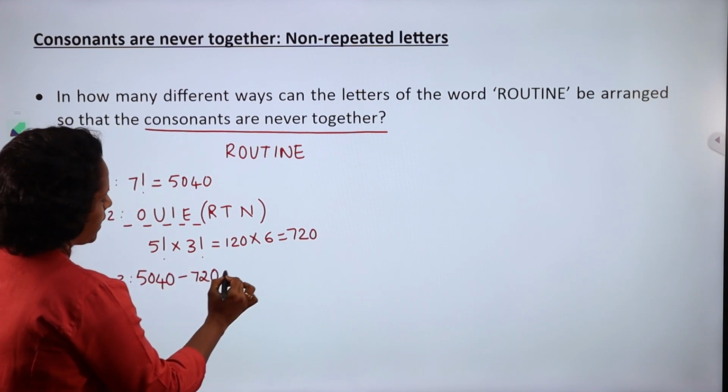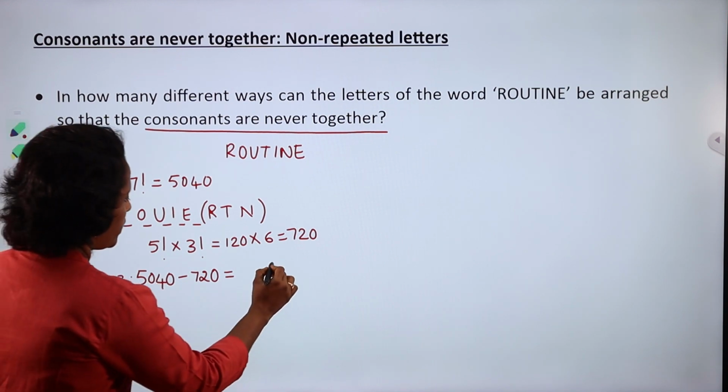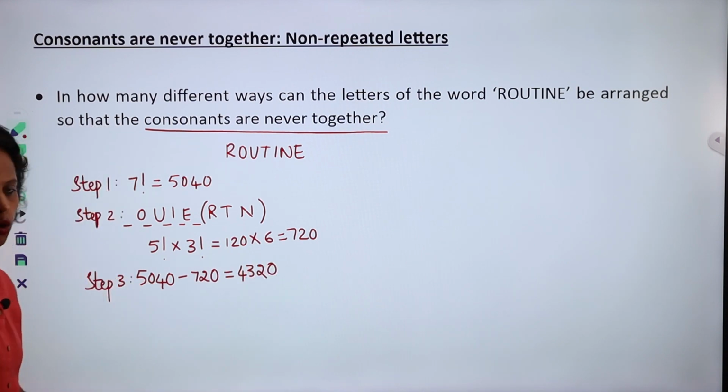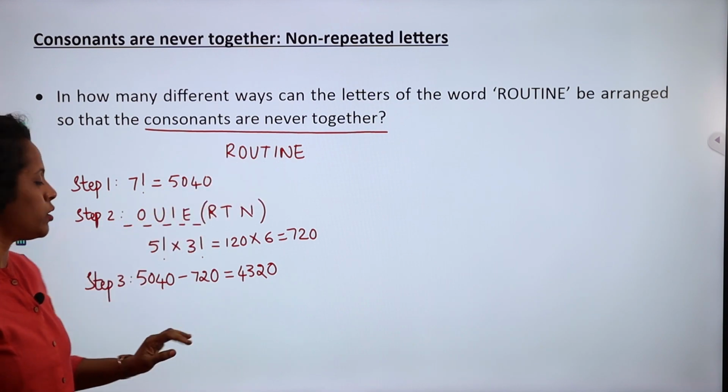Step 3 is subtracting step 2 from step 1. 5040 minus 720. This will be 4320. So 4320 words can be formed in which the consonants are never together.